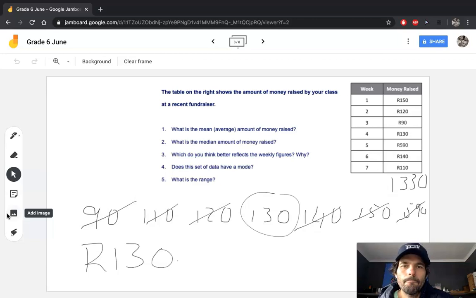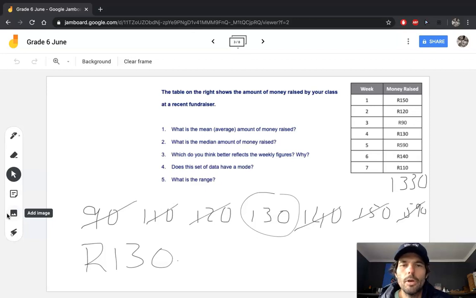So the third question is, which do you think better reflects the weekly figures and why? So do you think the mean is a better reflection of the weekly figures, which remember was 190 Rand? Or do you think the median is a better reflection? And I'm going to say the median is a better reflection purely because of the outlier of 590 Rand.